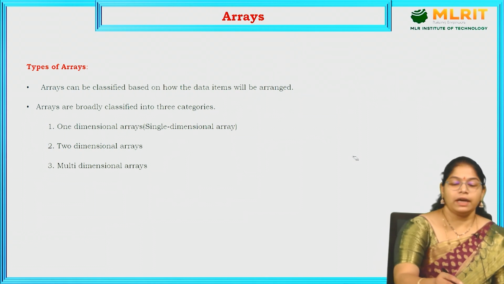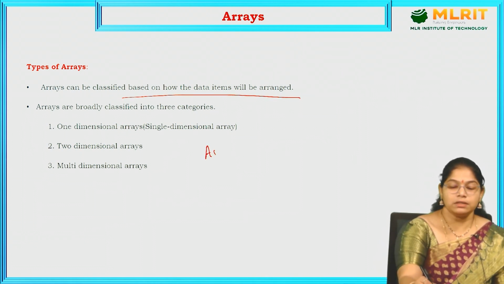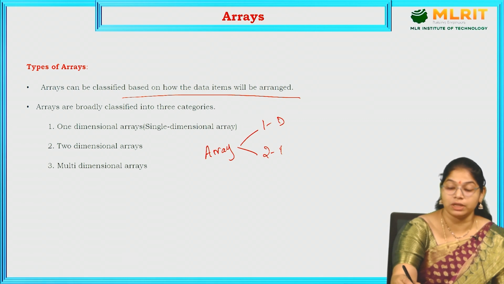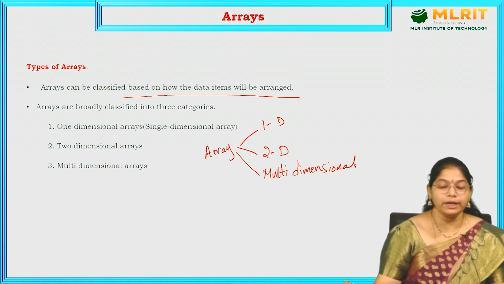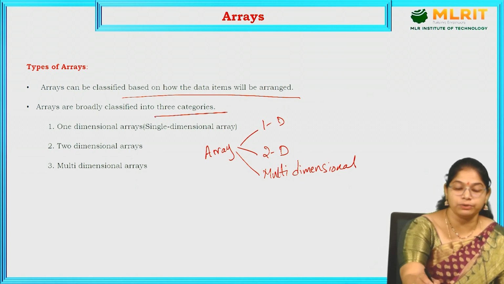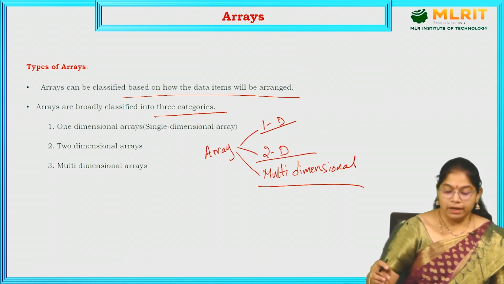Types of arrays. Arrays can be classified based on how data items will be arranged. Arrays are classified into 3 types. Those are 1D array, which is also called a single dimensional array, 2D array or two-dimensional array, and multi-dimensional array.